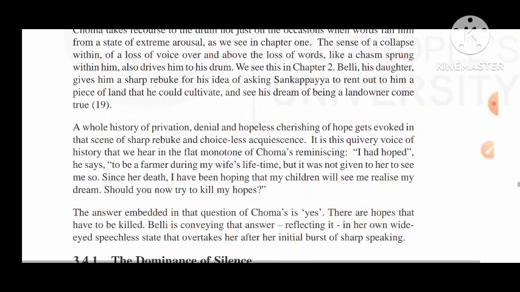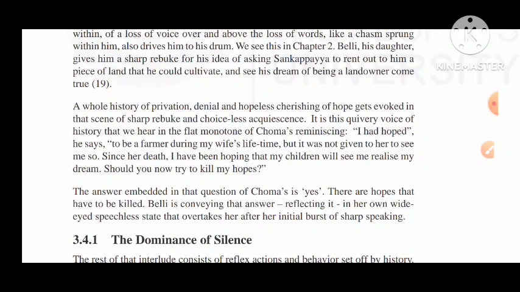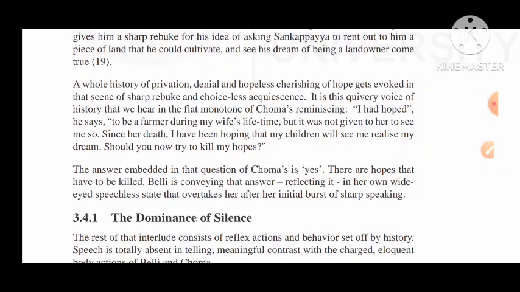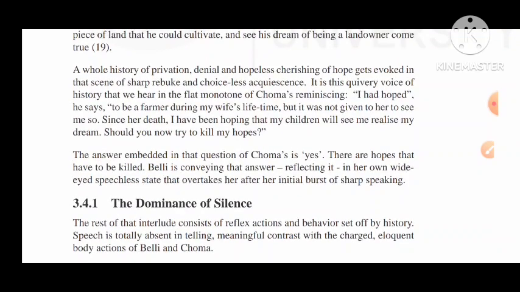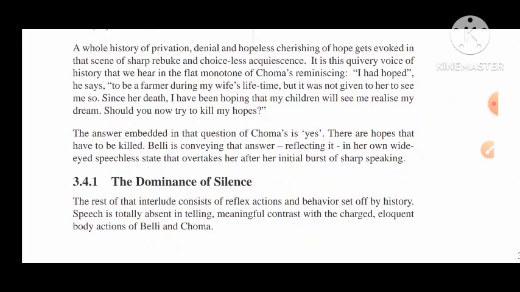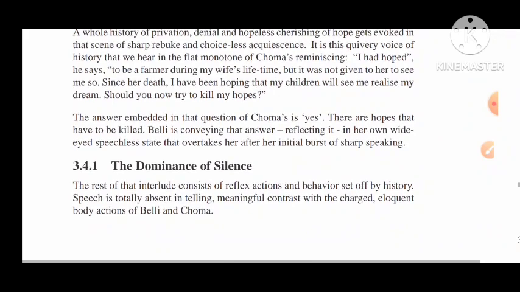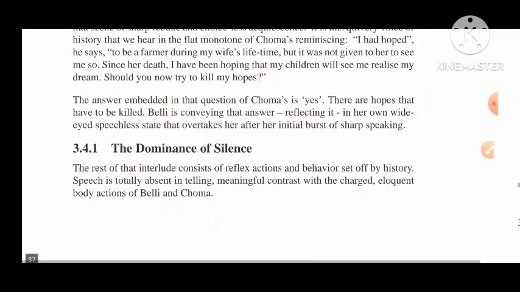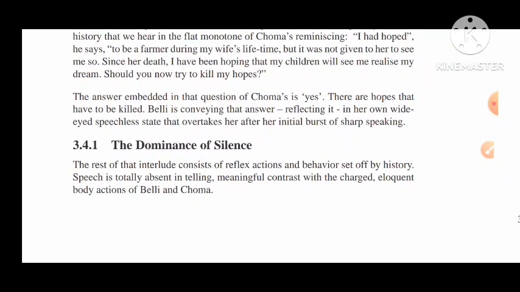Okay, so we see in this chapter 2, Belli, his daughter, gives him a sharp rebuke for his idea of asking Sankapaya to rent out to him a piece of land that he could cultivate and see his dream of being a landowner come true. A whole history of privation, denial, and hopeless cherishing of hopes gets evoked in that chain of sharp rebuke and choiceless accusations. It is this quivery voice of history that we hear in that flat monotone of Choma's reminiscing. I had hoped, he says, to be a farmer during my wife's lifetime, but it was not given to her to see me so.